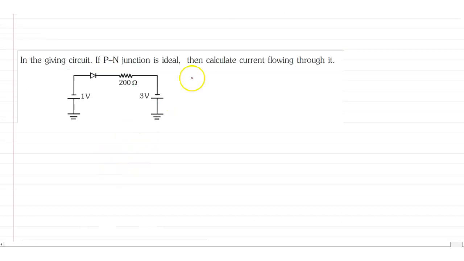In the given circuit with a PN junction diode, calculate the current through it. I have to calculate the current through it. Here it is told the diode is ideal. Ideal means there is no potential drop across the diode.